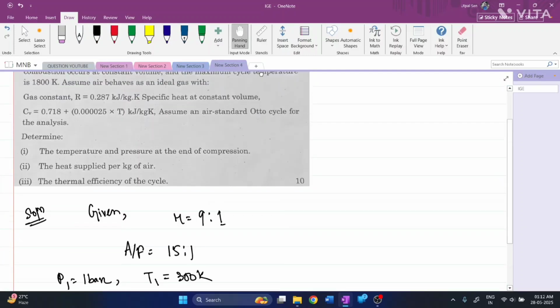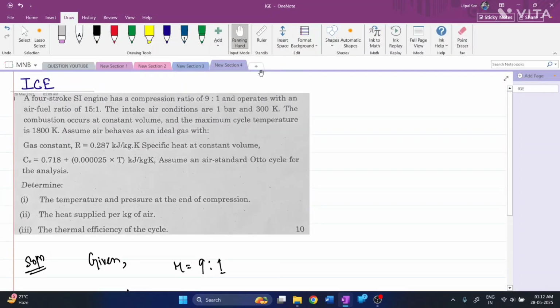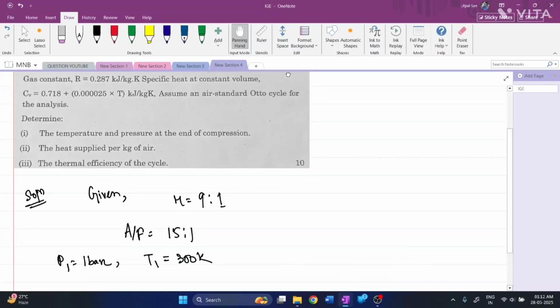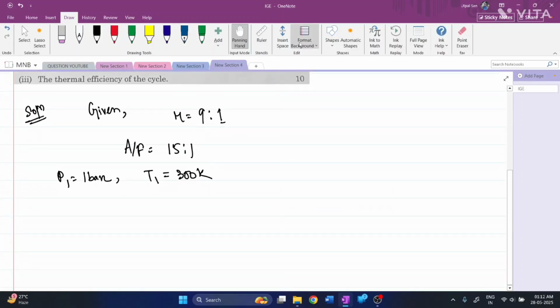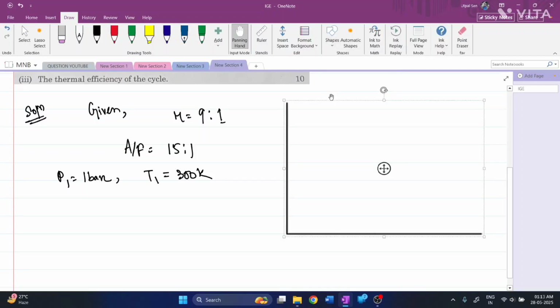In the question, it is given that the maximum cycle temperature is 1800 Kelvin, and the gas behaves as an ideal gas. It tells us to assume an air standard Otto cycle for the analysis. So we'll draw an Otto cycle here for better understanding. Let us draw the PV diagram of the Otto cycle.